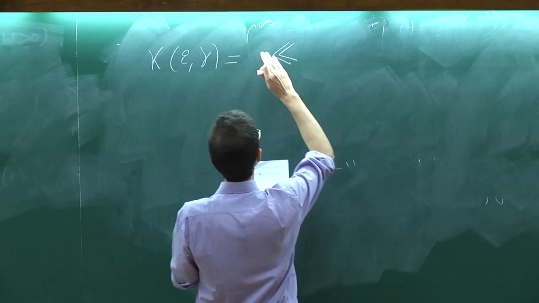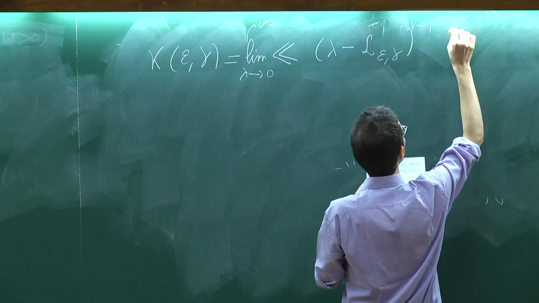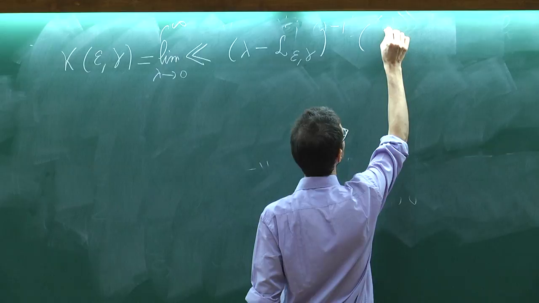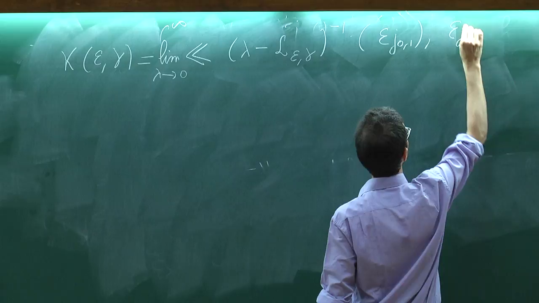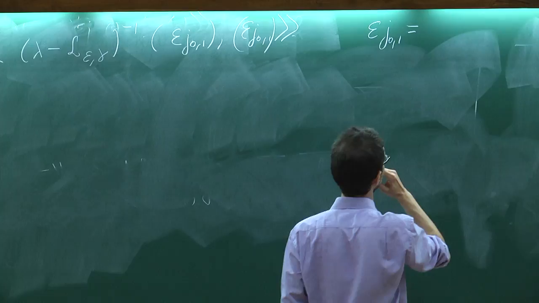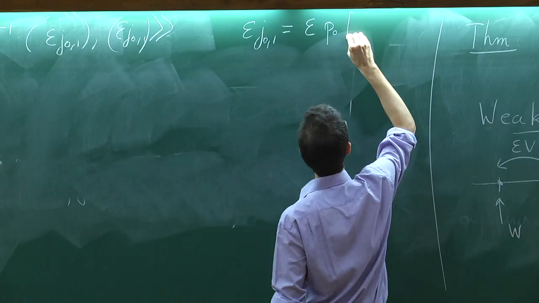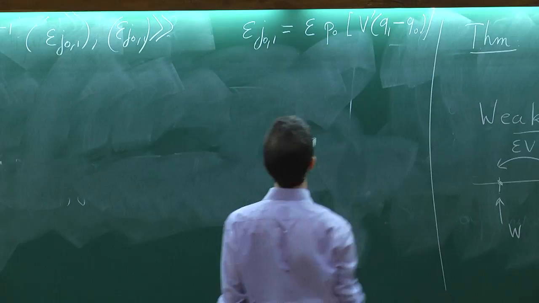Okay, it is a limit as the damping parameter lambda goes to zero of (lambda minus L_{epsilon,gamma}) to the minus one, times the current, and the current will be proportional to epsilon. So I write it epsilon G_{0,1}. Here epsilon G_{0,1} is the microscopic current of energy at site zero, which is just epsilon p_0 times V prime of (q_1 minus q_0), something like that. Okay, this is the current between site zero and site one.